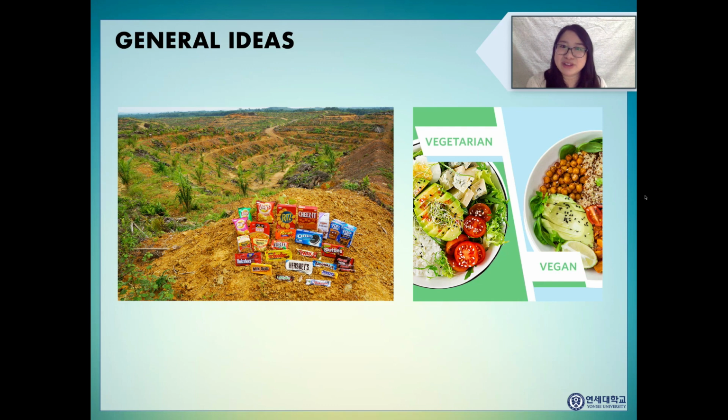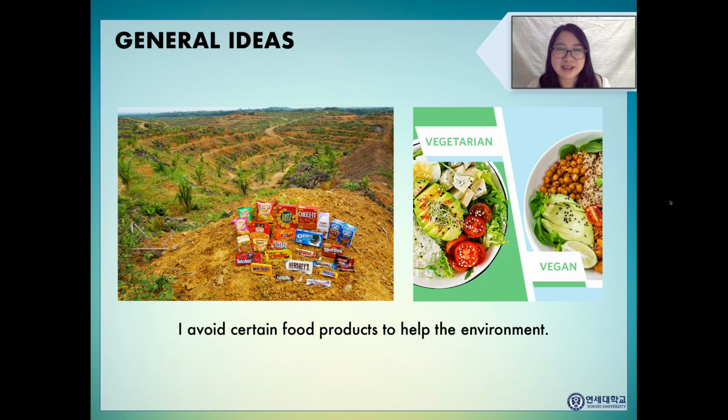Then on the right, we have two special diets. Vegetarian, which is a diet that doesn't eat meat, and vegan, which is a more extreme version of vegetarianism, where we don't even eat dairy or honey or eggs or anything made from an animal. So how about you? I avoid certain food products to help the environment. Agree or disagree? For me, I avoid certain kinds of fish, especially tuna, because it can be very harmful to the ocean to eat these types of fish.